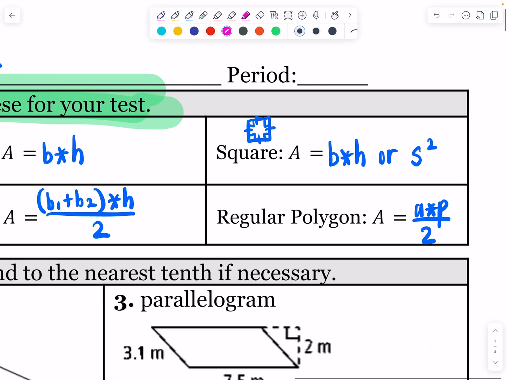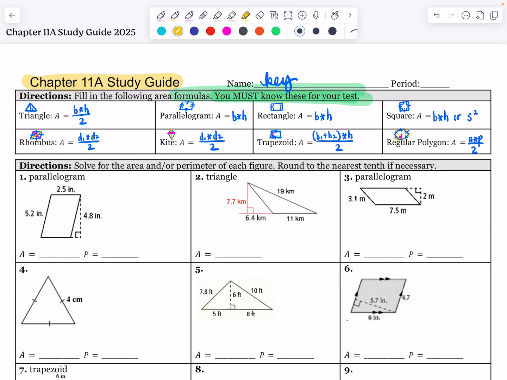And then for a regular polygon, it's A times P divided by 2, where the lowercase a stands for the apothem of that shape. So remember, regular polygon is going to be all the sides are congruent. And so my A is going to be my apothem. There's my A. And then the P stands for the perimeter, which is going to be all the way around the outside of this shape. P stands for perimeter. So apothem times perimeter divided by 2. Okay, so you'll need to know those formulas for the test.